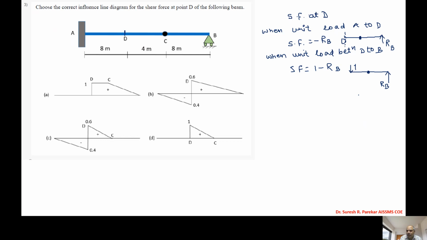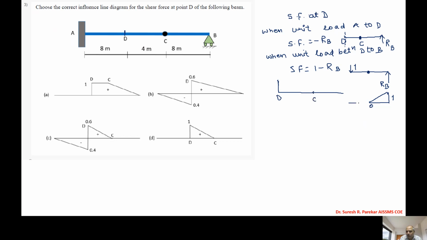Now, if we see the ILD for RB, then we have this value: 0 at this end and 1 at this end. So now if we calculate it, we will get the shear force in this fashion. From D to C, we have RB as 0, so we have the value as 1. So I will mark this as D to C.